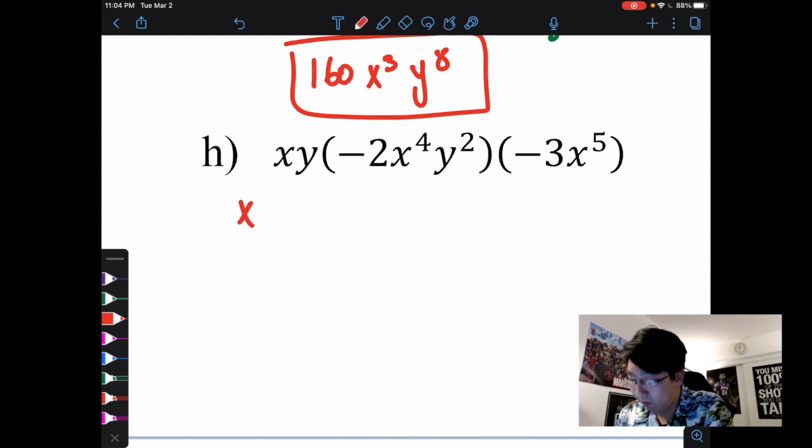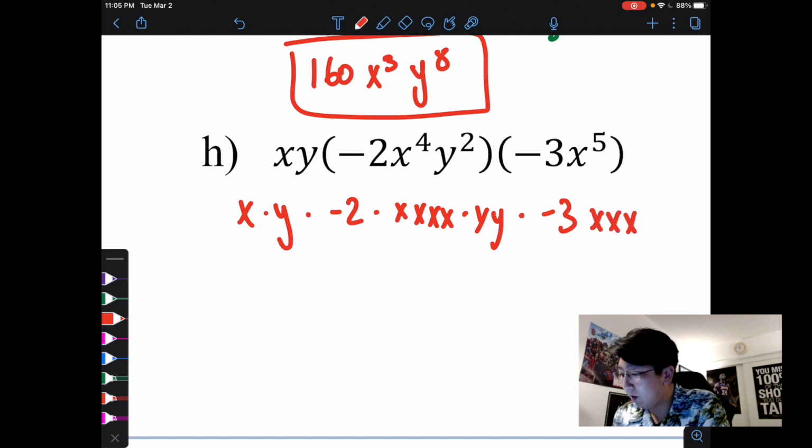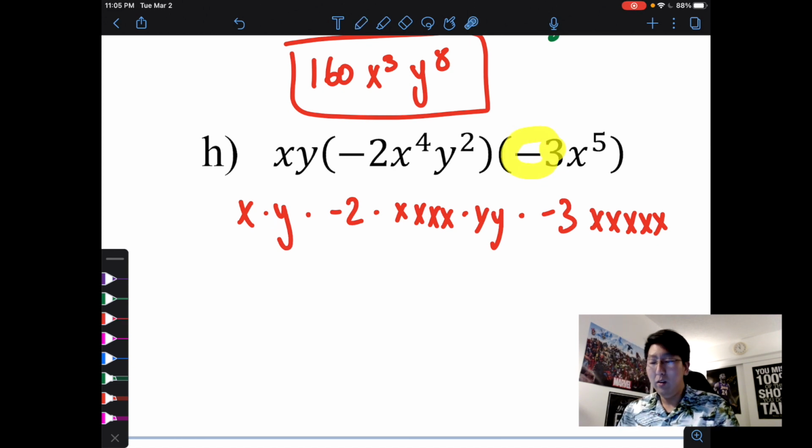Next, I'm going to expand x times y. There's nothing to expand there. Times -2 times x, 2, 3, 4, times y times y times -3, 1, 2, 3, 4, 5. One of the mistakes that some students make is they don't understand that it's -3 times x to the 5th. So you have to make sure that they're separate. -3 and the 5th, the power, is to the x.